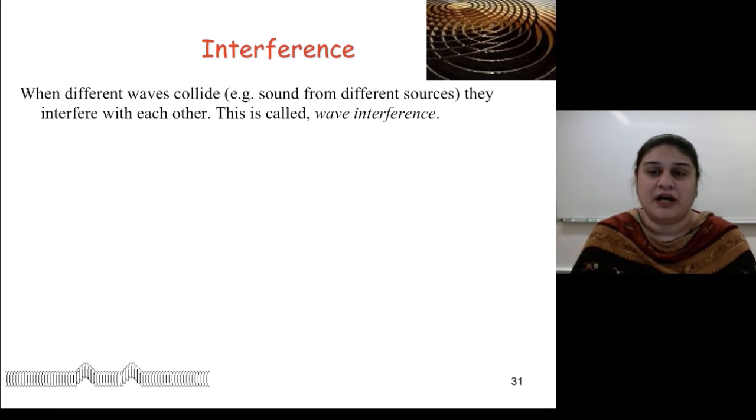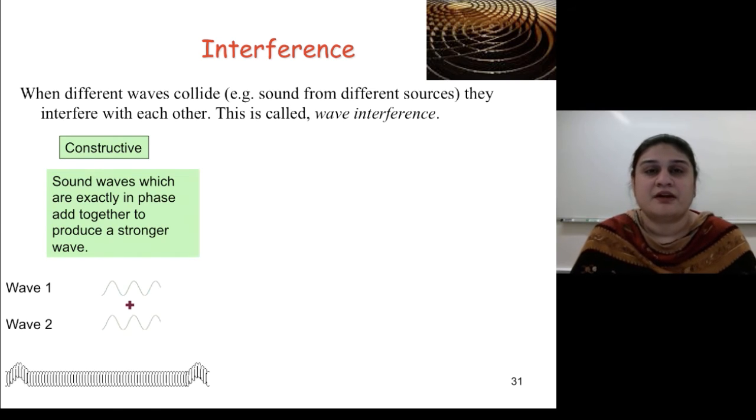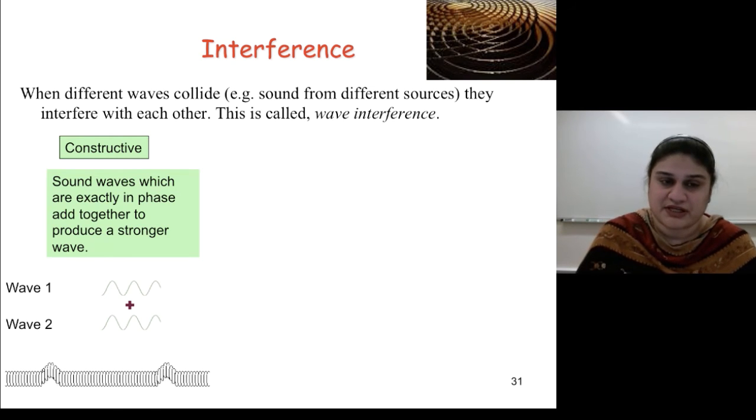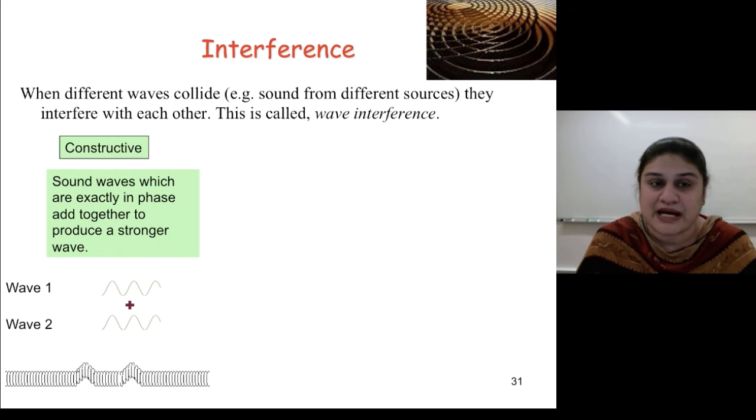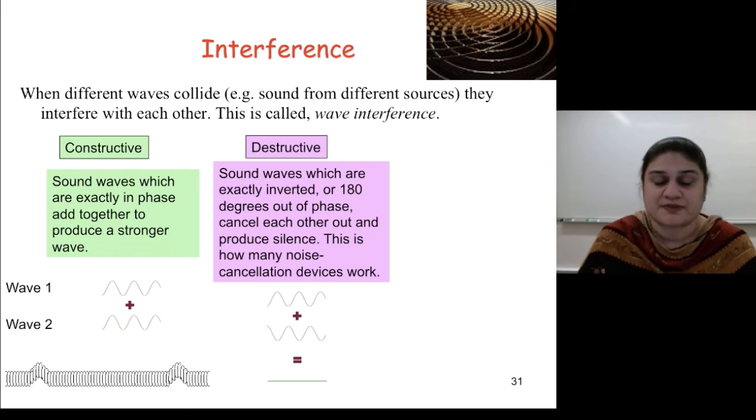When different waves collide, they interfere with each other. This is called wave interference. There are different kinds of interference. In the first case, there's going to be constructive interference. Two waves which are exactly in phase will add together to produce a stronger wave. When this condition happens, we call it constructive interference.